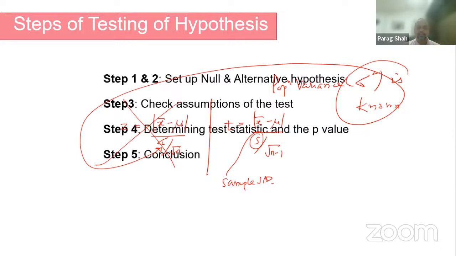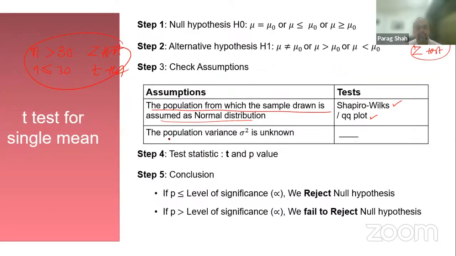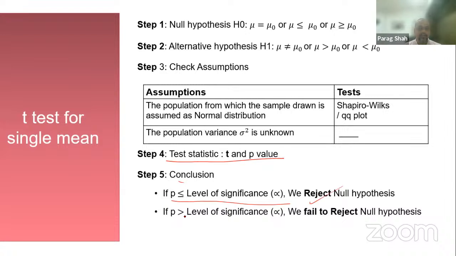And that is the reason the assumption says we need to check whether the population variance is known or not. Because if it is known, we have to go for Z test. I cannot go for T test. How to do that? If you read the problem and you find out that population standard deviation is given, go for Z test. Step 4, test at alpha and the p-value, and then it is conclusion. This remains the same. P less than alpha, reject; greater than alpha, fail to reject, which means accept. This is what you have.